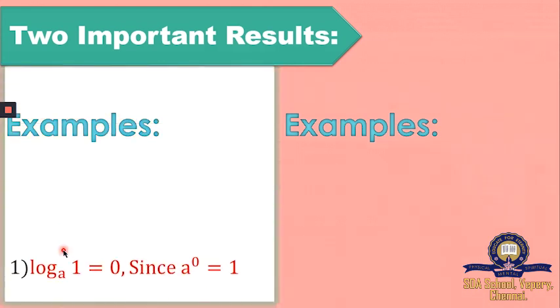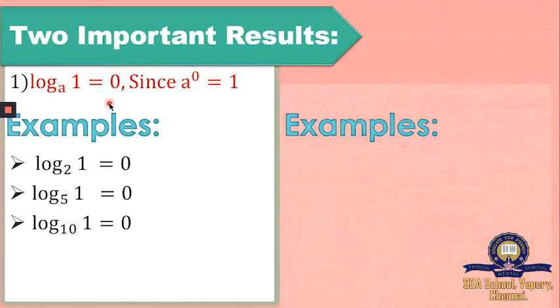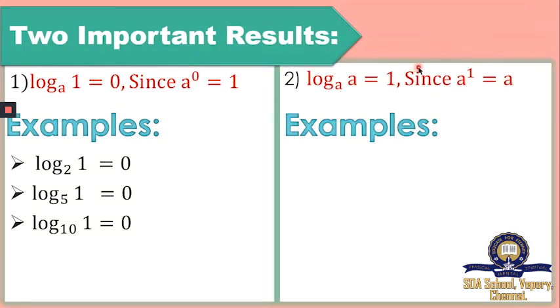The first one is log 1 to the base a equals 0, since a power 0 equals 1. This we have already learned in exponents, right? When you convert this to the logarithmic form, we will get log 1 to the base a equals 0. I have provided some examples for this. The next result is log a to the base a equals 1, since a power 1 equals a. When you convert this exponential form to logarithmic form, we will get log a to the base a equals 1. Based on this, I have given you some examples.